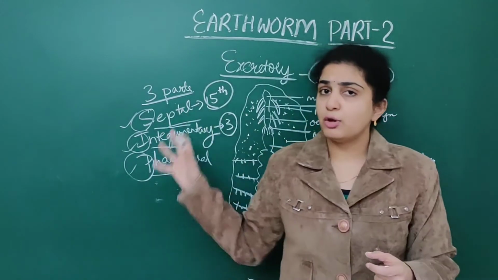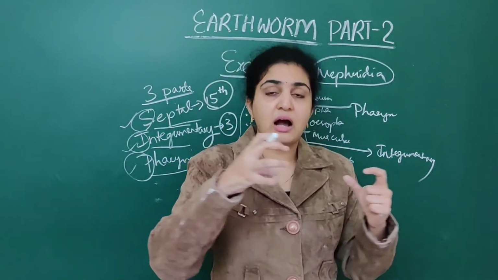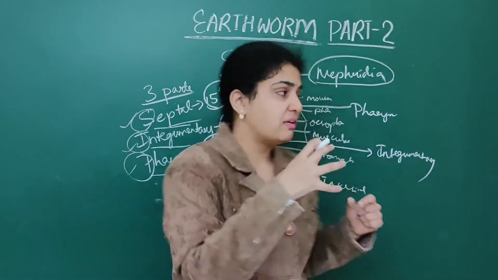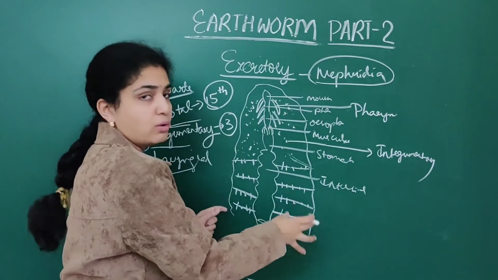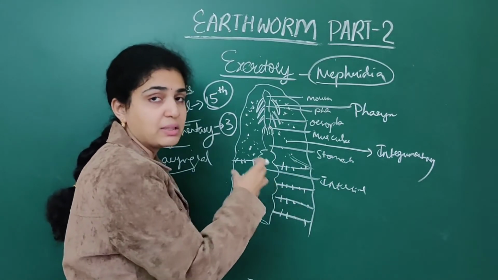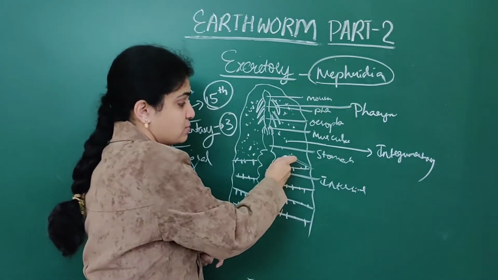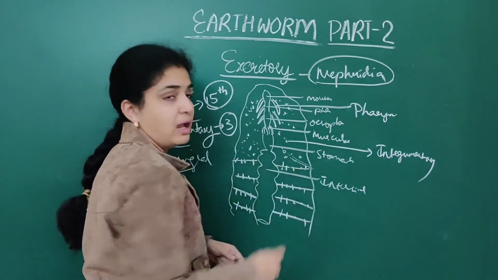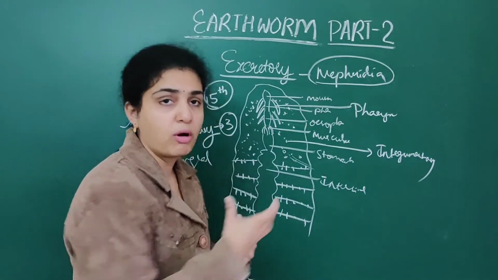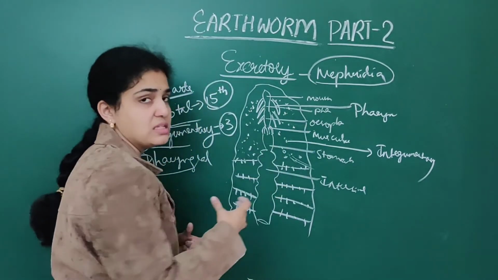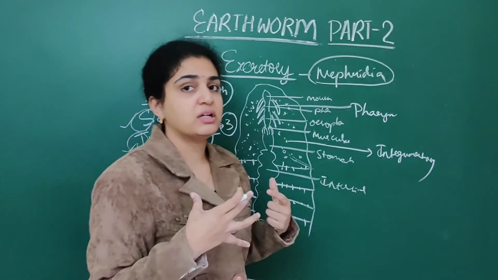So numerous nephridiopores are present. These numerous nephridia will come out as a funnel, and the waste is excreted from the inner coelomic epithelium. All the undigested waste particles come near these pores, the nephridiopores, and the excretory products are excreted throughout the body from these pores only. So this is about the excretory system of the earthworm.